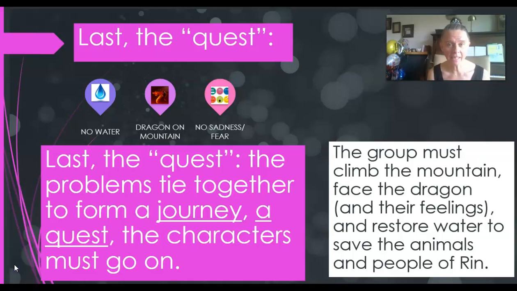In this particular story, a group is going to have to climb the mountain, face the dragon, and face their feelings, and restore water to save the animals and therefore the people of Rin. So the quest is like this giant problem, this journey that encompasses all the problems of your story.